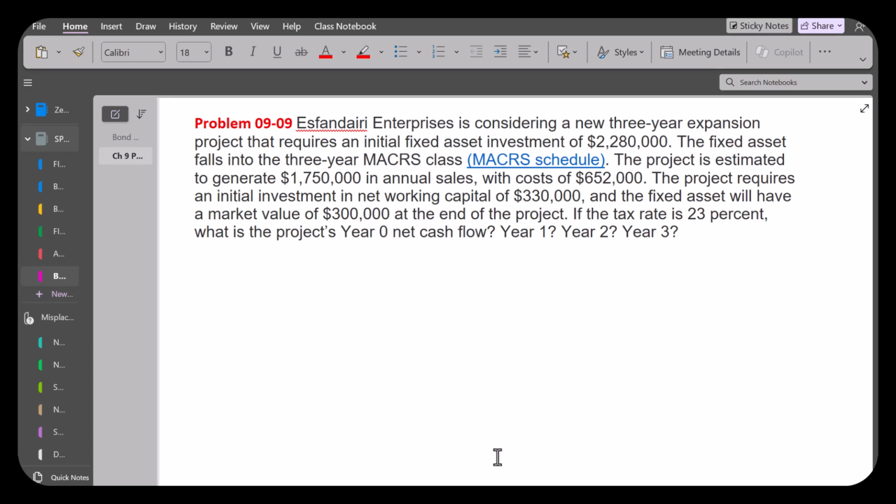If the tax rate is 23%, what is the project's year zero net cash flow, year one, year two, year three? Let's handle the year zero immediately.